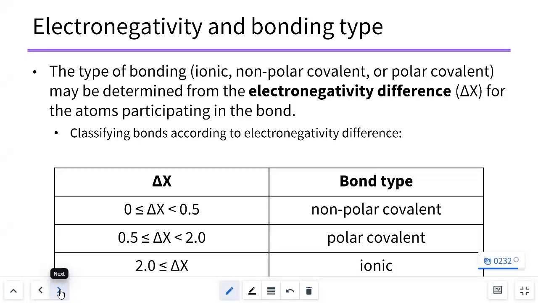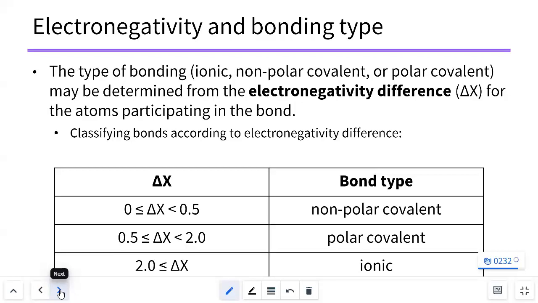Covalent is kind of in the middle, polar covalent, where we've got enough of an electronegativity difference that we can see there is an unevenness in the sharing of electrons, but it's not to the point of transfer yet. So electronegativity differences between 0.5 and 2, that's our polar zone.